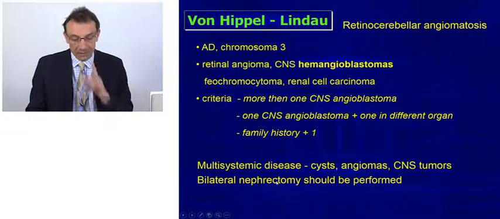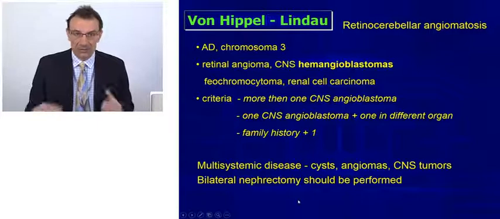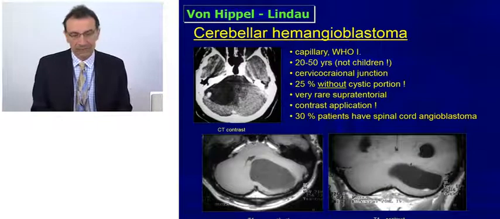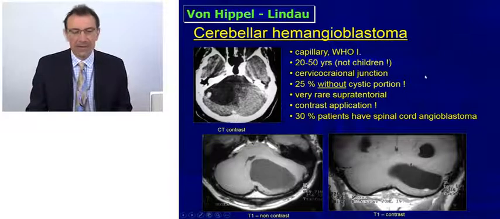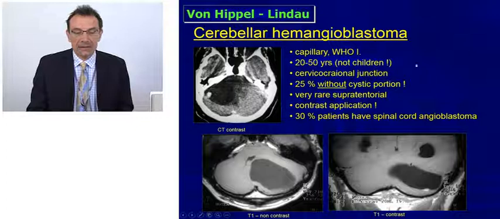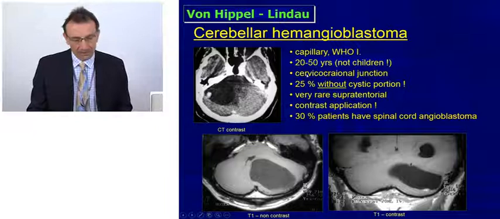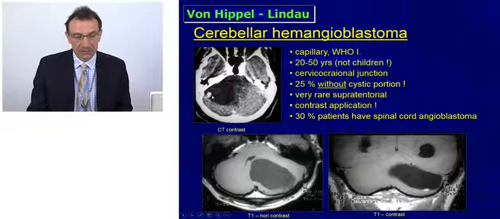So sometimes a bilateral nephrectomy is done just to protect the patient from renal cell carcinoma. Concerning the hemangioblastoma, it's a capillary type by WHO, grade one. It's not in children, just in adult patients, and typically, of course, in the cervicocranial junction and posterior fossa. But important is that we should see the cyst and a very small nodule, but a quarter of the patients do not have the cystic portion. So keep this in mind.